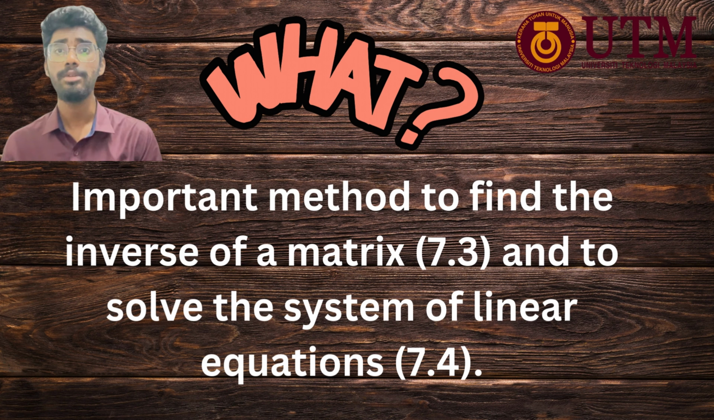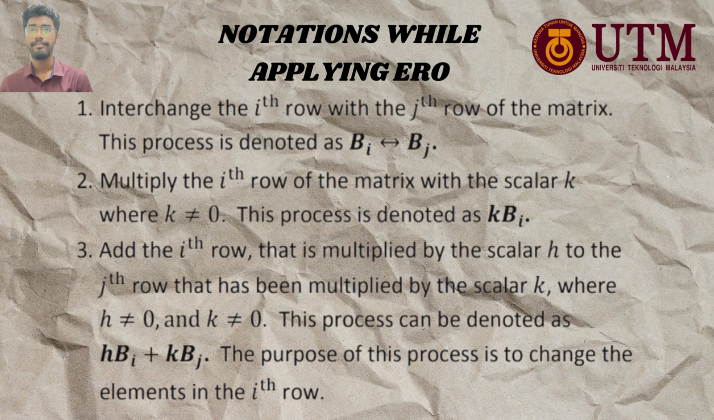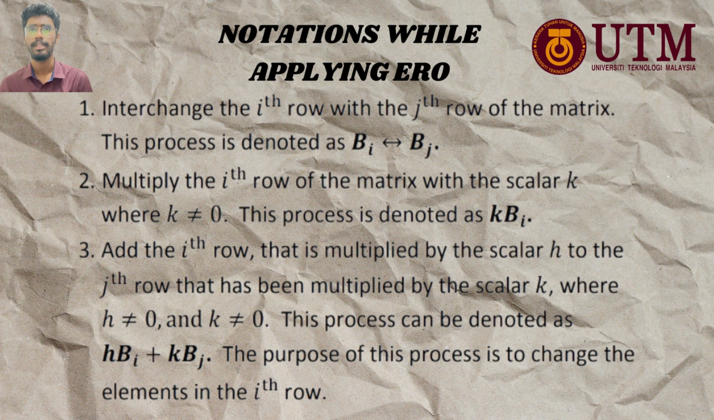Therefore, let's look at the notations that we should focus on while applying ERO in mathematical operations. Firstly, interchanging rows. This operation involves swapping the position of two rows within a matrix. The notation shown on the first sentence indicates that the matrix B has its I row interchanged with its J row. Interchanging rows can sometimes simplify a matrix or make certain operations more straightforward.